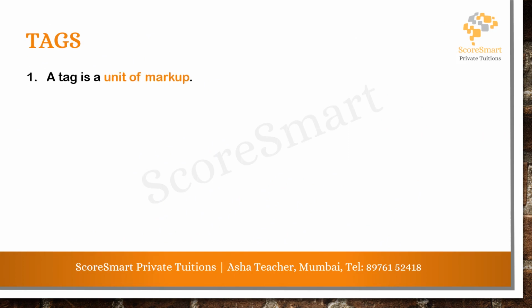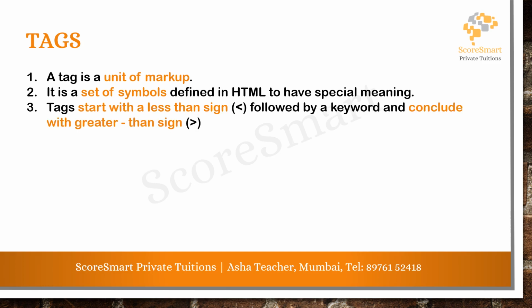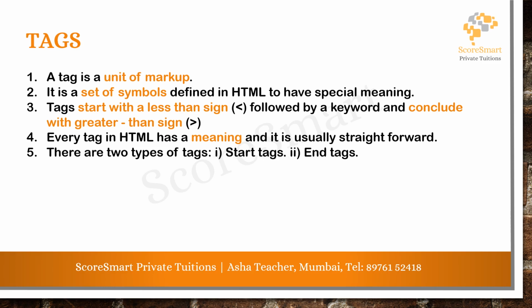So a tag is a unit of markup language. It is a set of symbols that define. There are various tags that we will be learning. These are symbols. A tag starts with the less than sign followed by the keyword, whatever the keyword is, bold, underlined, and it will be concluded with a greater than sign. Every HTML tag has a meaning and it's usually straightforward. The meaning is very simple in English so you understand.